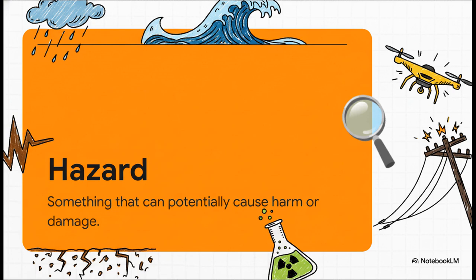But it's also really important to classify them. Are they natural, like a hurricane? Or are they anthropogenic, which is the term for human-made, like a major technological failure? Understanding a hazard's origin and its characteristics is always step one in the analysis.